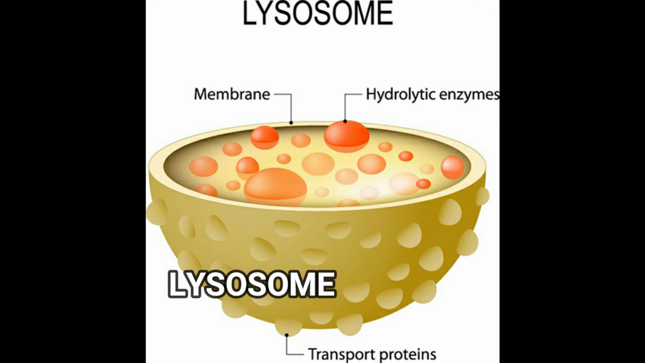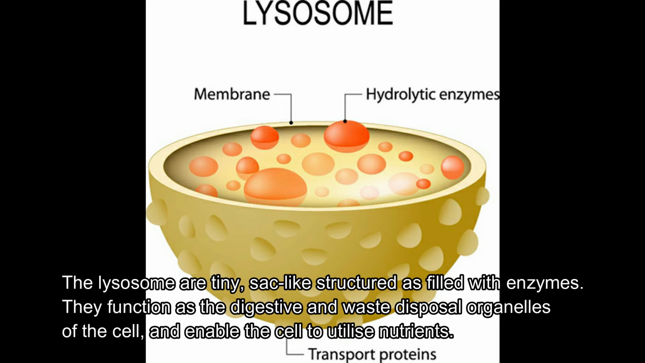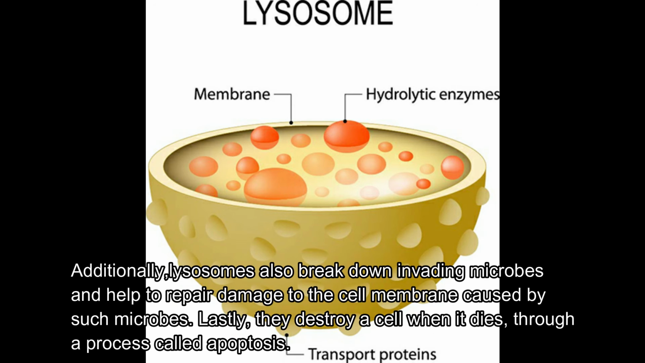The next is lysosome, digestive and waste disposal organelles. The lysosomes are tiny, sac-like structures filled with enzymes. They function as the digestive and waste disposal organelles of the cell and enable the cell to utilize nutrients. Additionally, lysosomes also break down invading microbes and help to repair damage to the cell membrane caused by such microbes. Lastly, they destroy a cell when it dies through a process called apoptosis.